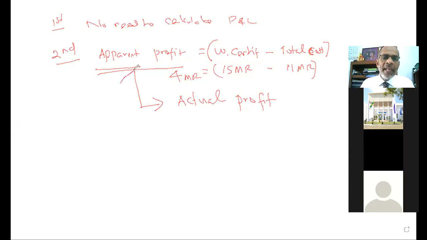Now look at 3 million. Yes, very good. The apparent profit can be divided into two. Number one, actual profit. Number two is called, what is that? Reserve. Say for example, the same example I am using. You told me 3 million is the actual profit. Can anyone tell me how much is the reserve?